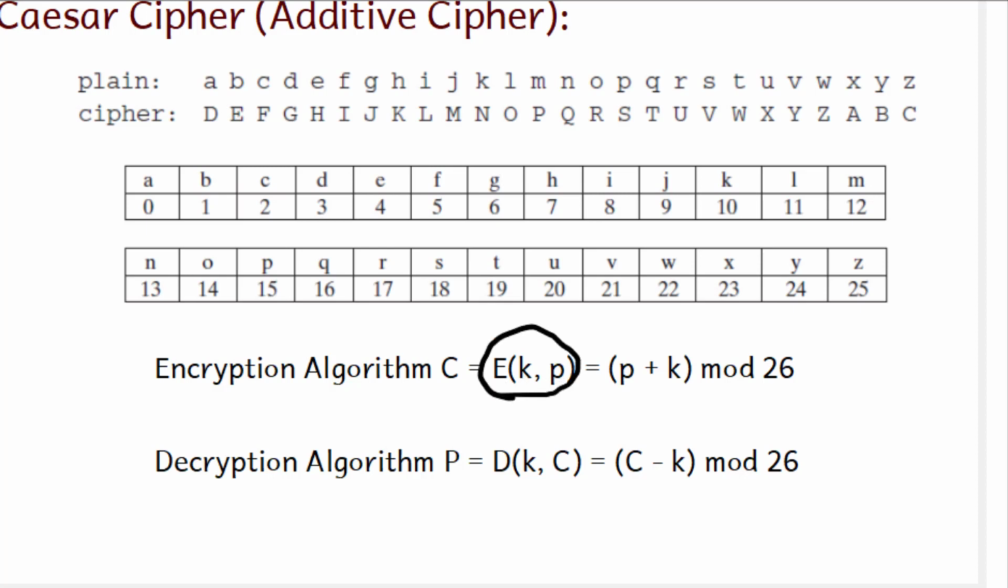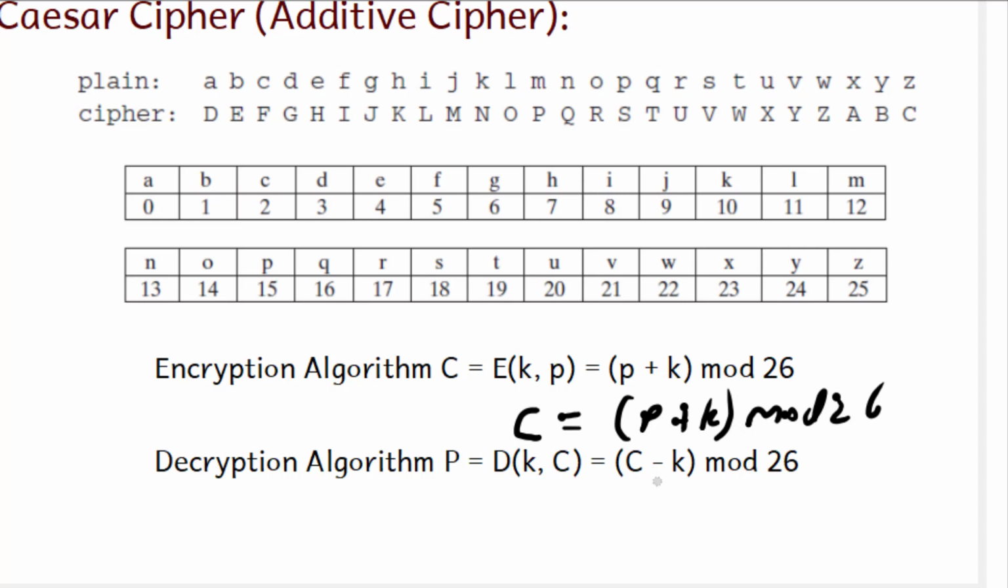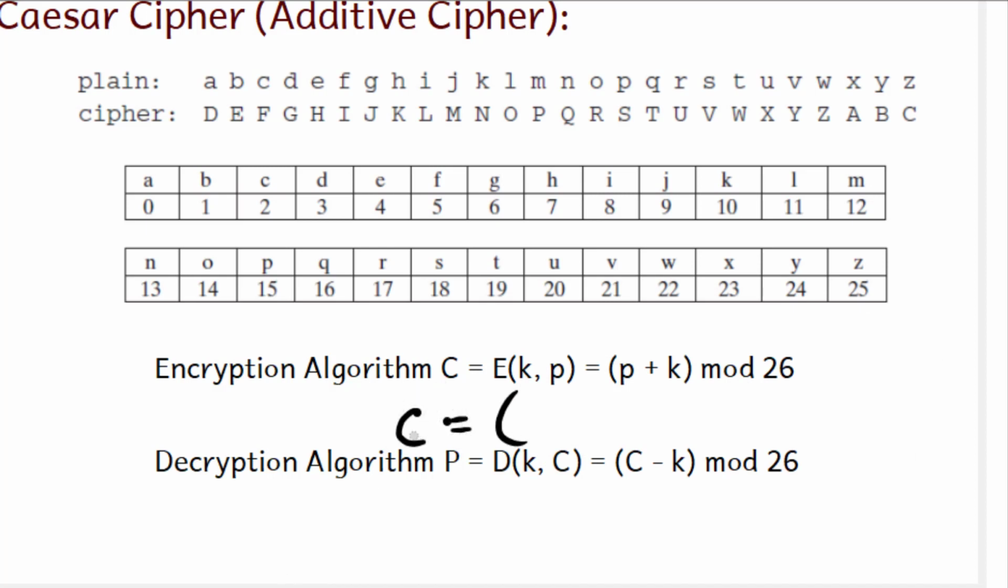Mathematically, we can write this as C = (P + K) mod 26. Now let us see how we get this. Suppose I want to encrypt A. I want to find the ciphertext for A. What is the C for A? P is the plain text character, that is A. A is the number 0.